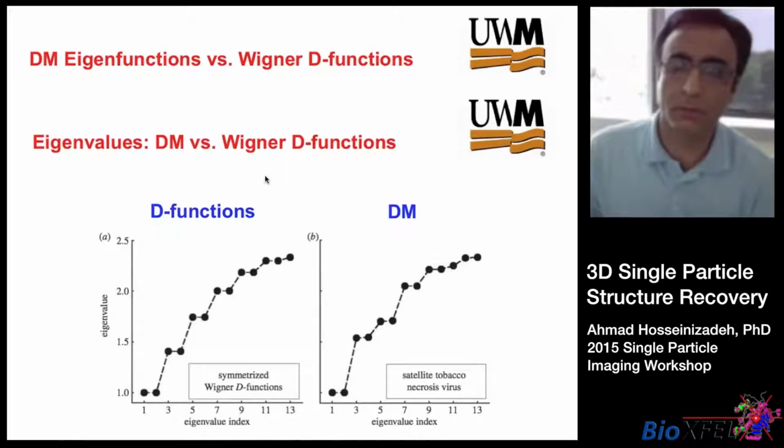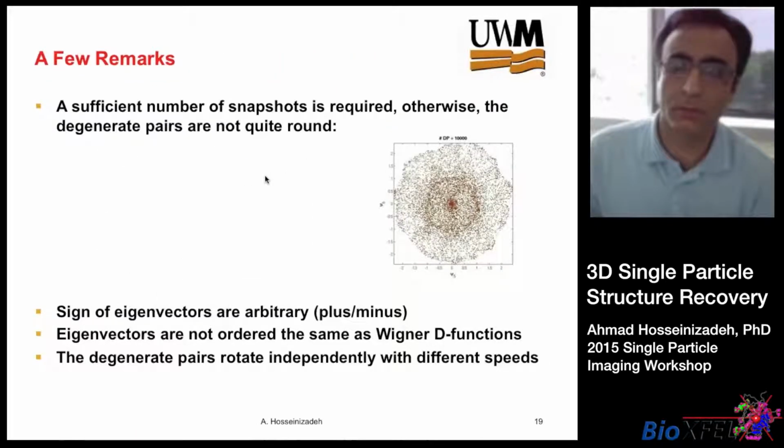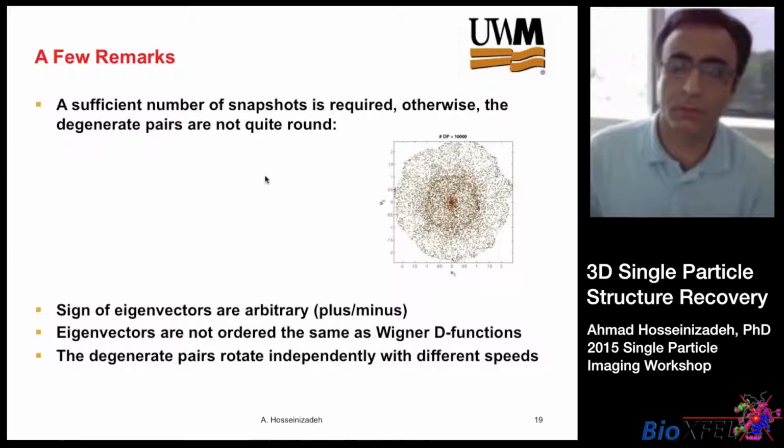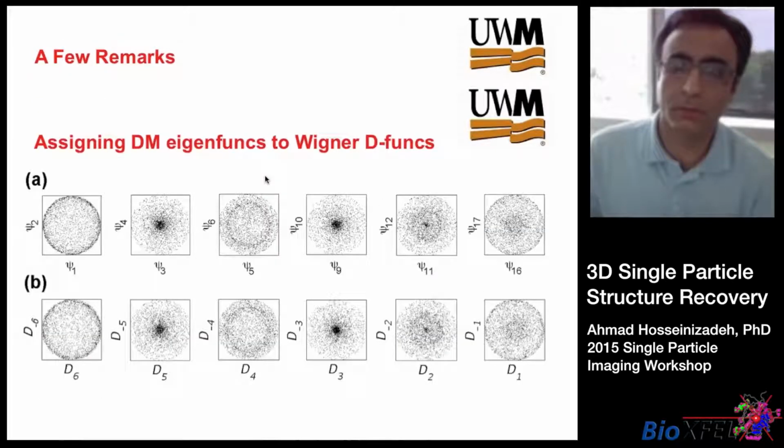So a few remarks. We need enough diffraction patterns depending on the resolution. Otherwise, the degenerate pairs will not be quite round. So we have to use enough diffraction patterns to fill up the space somehow. The sign of eigenvectors is arbitrary, like in any eigenvalue problem. And eigenvectors are not ordered the same as Wigner D functions. Again, this is a common problem in the eigenvalue equation. And degenerate pairs can rotate independently with different speeds. These notes should be kept in mind, and then we will use them for the alignment.